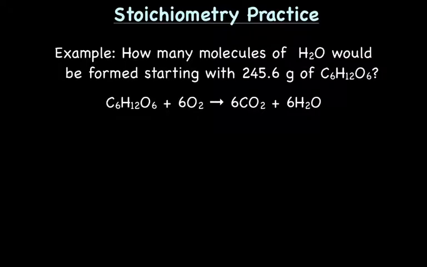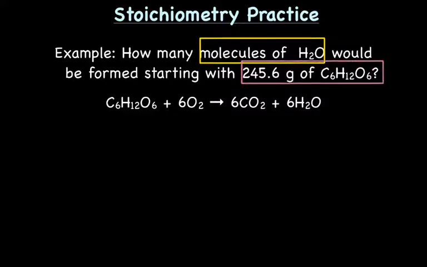All right, I know this lecture is getting quite long, but I'd really like to try one more problem with you where we can incorporate mole conversions with our stoichiometry. All right, so our example is, how many molecules of H2O would be formed if you're starting with 245 grams of C6H12O6. So again, let's write our math problem.